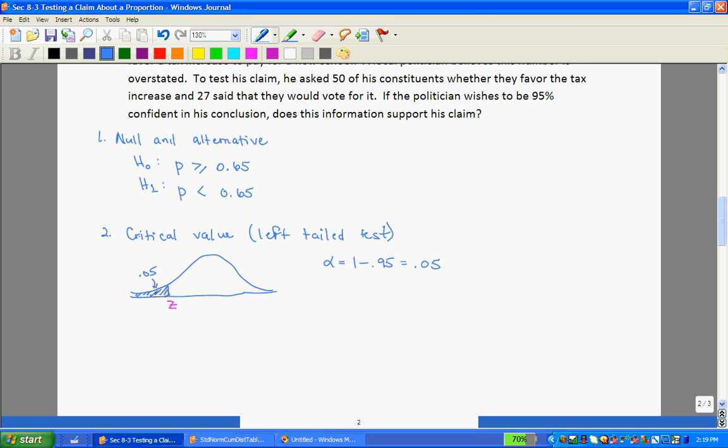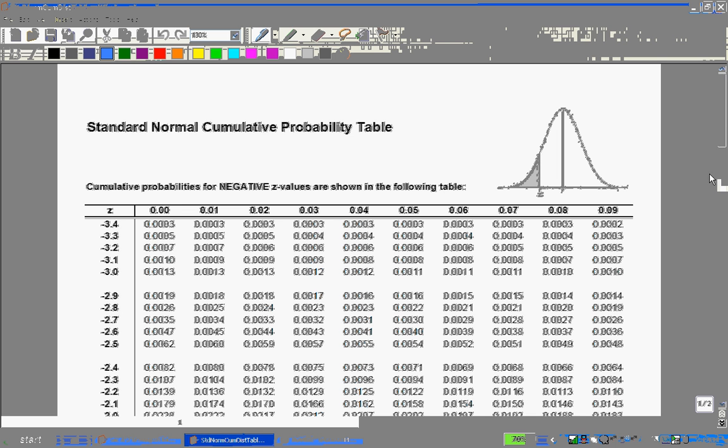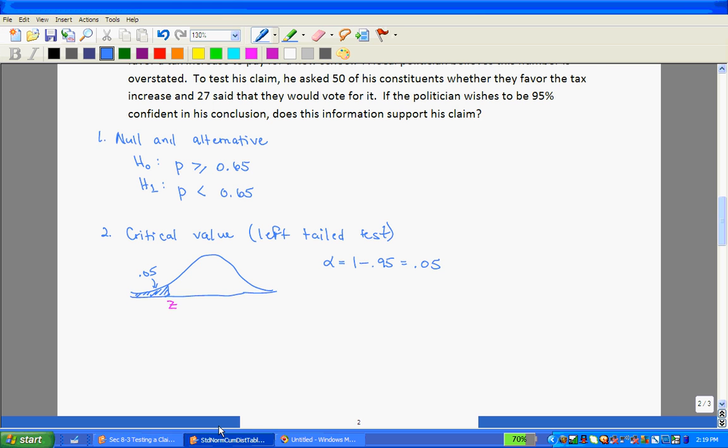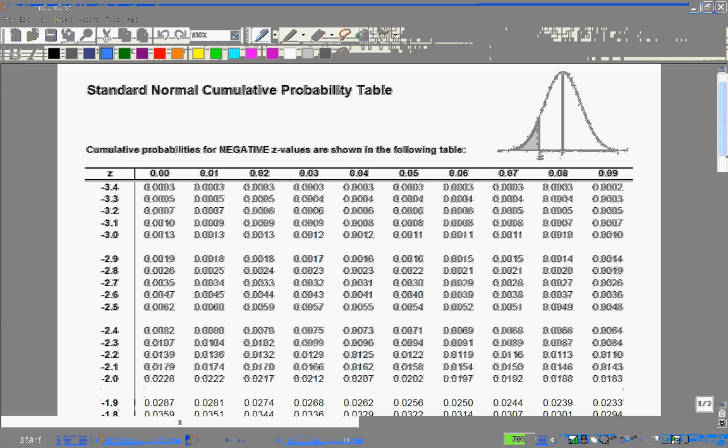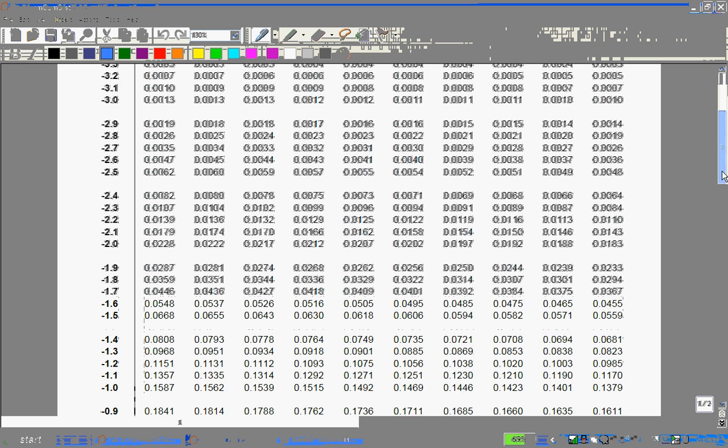So in your table, you want to look for 0.05 and see what z-score that gives you. So it looks like right here, nope, that's too small, that's 0.005. Let's go down a little bit further.